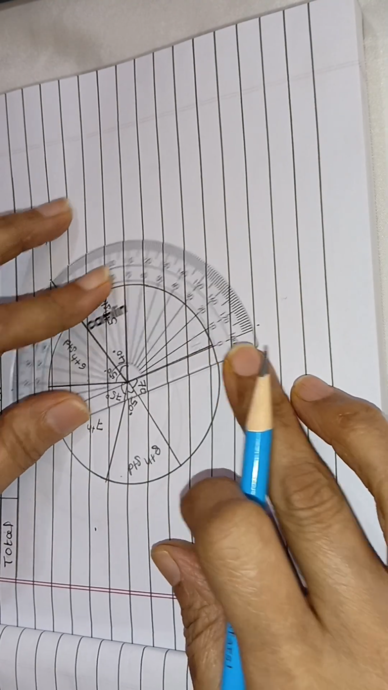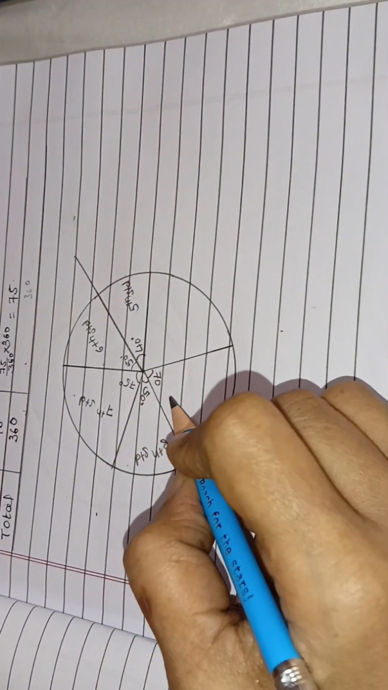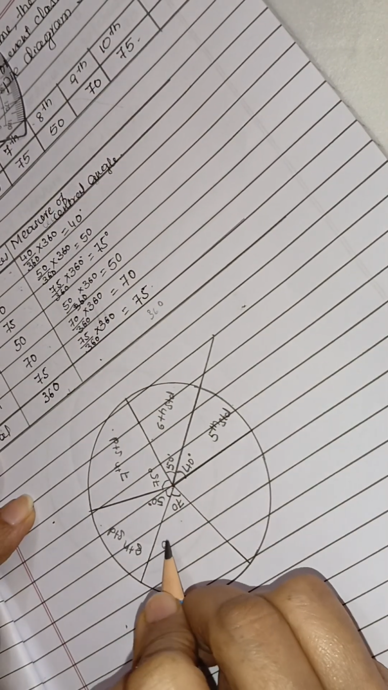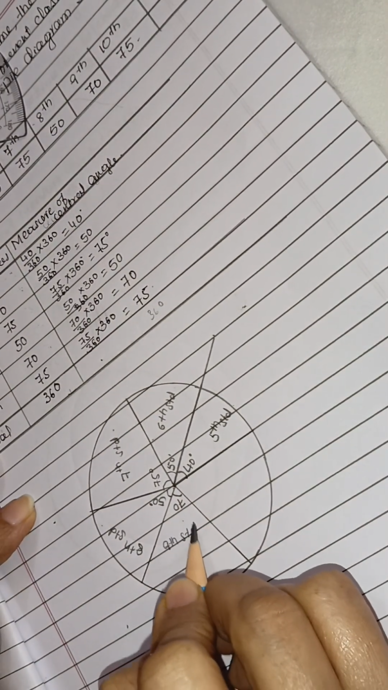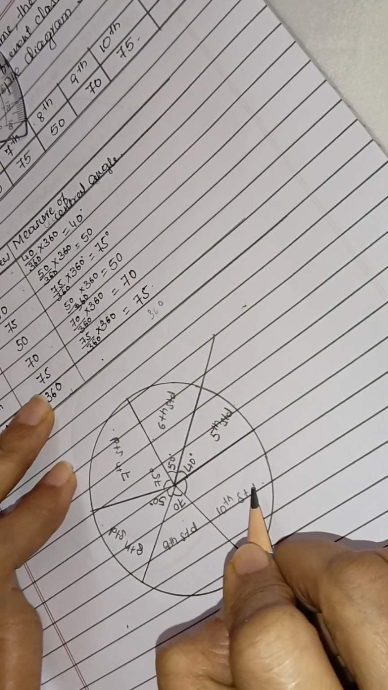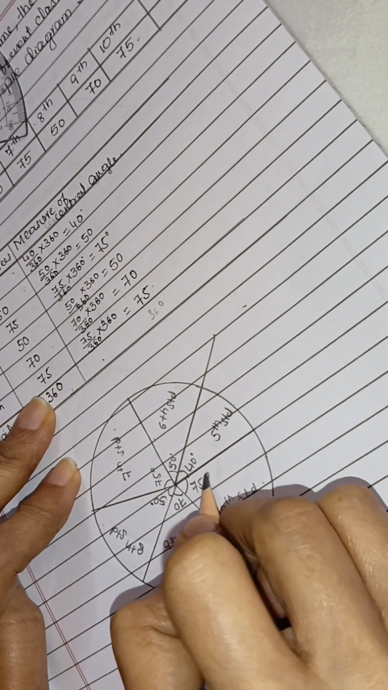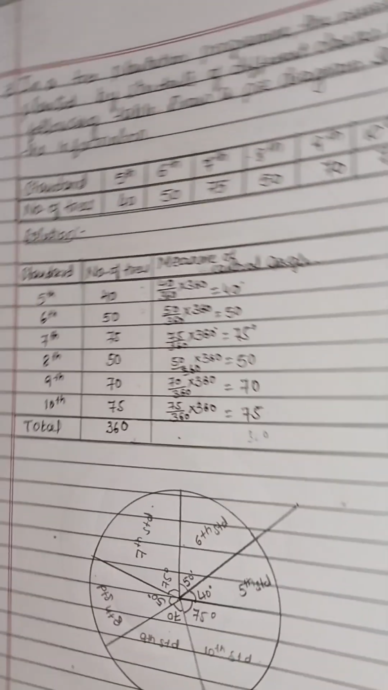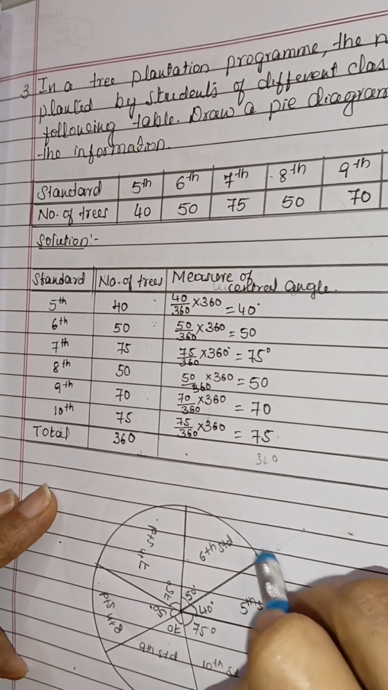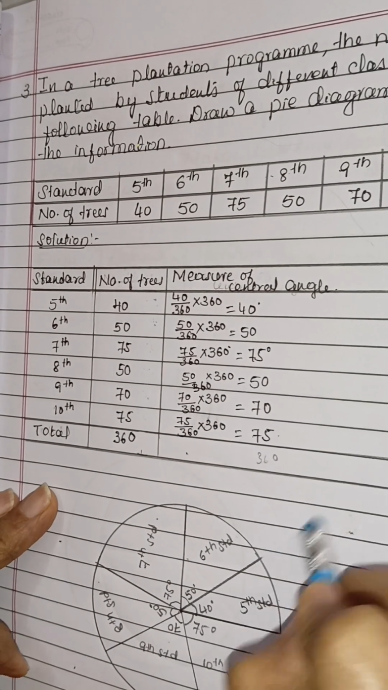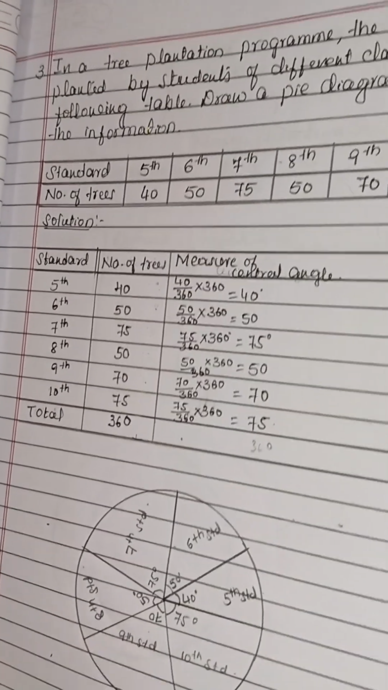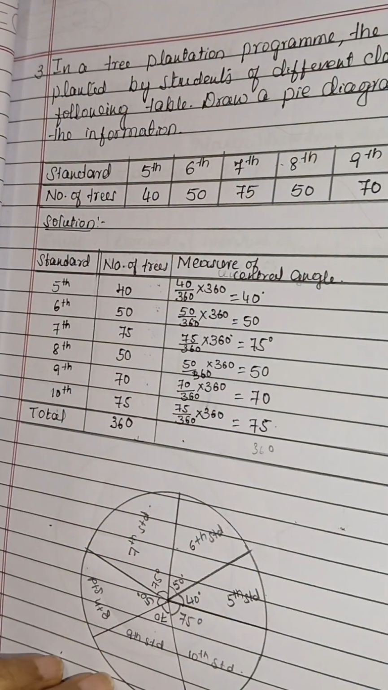See, exactly 75 is coming. So this is 70, 8th, this is 9th standard. And 10th standard is 75. This is 75 degree. So this extra line you have to rub it out. Okay. So this is a pie diagram. Very easy, and scoring 4 marks.